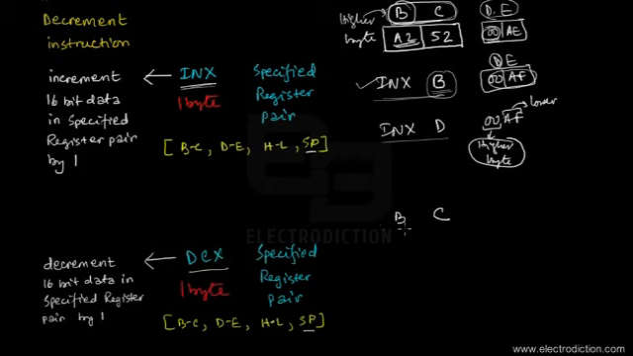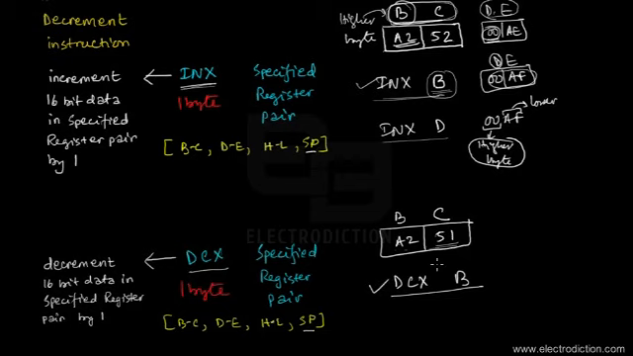Let's say the BC register pair right now contains the 16-bit data A252H. Now if we write DCX B, then after this instruction gets executed, the 16-bit data in the BC register pair decreases by 1 to A251, like it was before. So whenever we execute this statement, it just decrements the 16-bit data by 1.